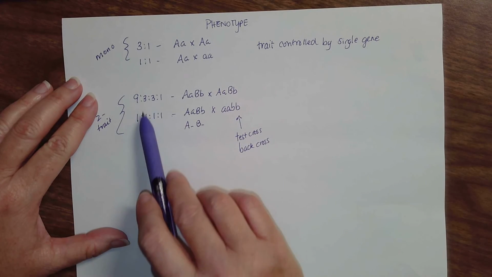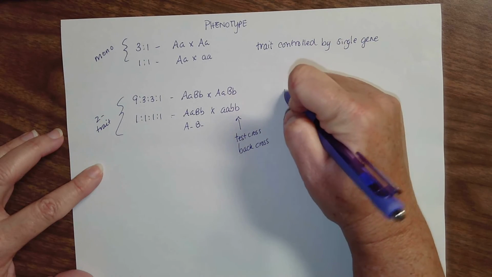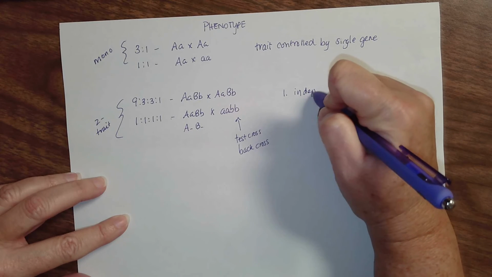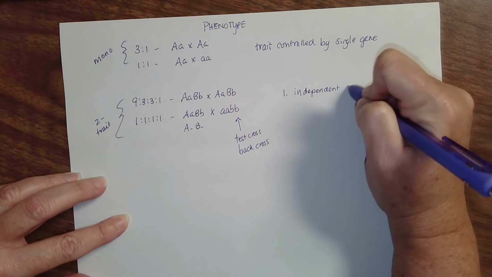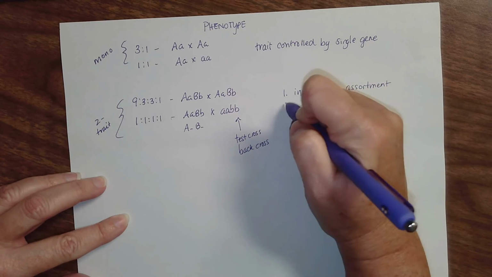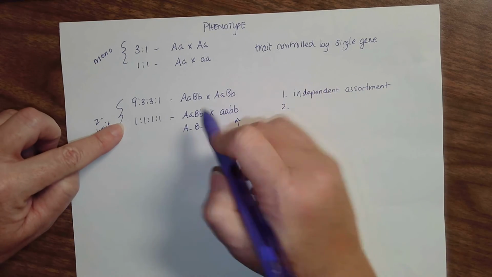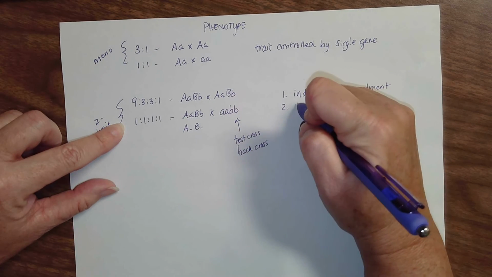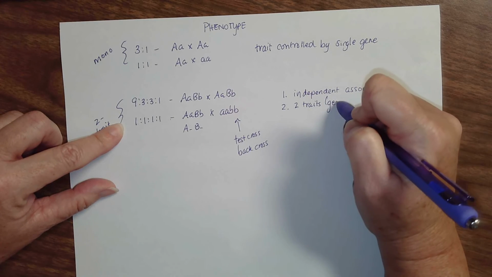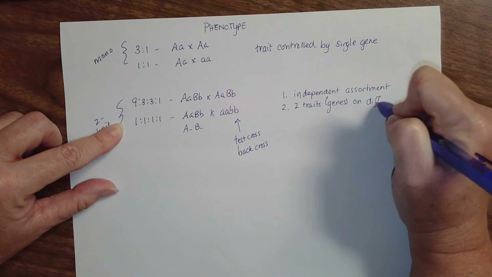So anyway, what these two ratios mean is, one, independent assortment is occurring. And the reason that independent assortment occurs is because these two traits, trait A and trait B, or the genes that they are associated with, are on different chromosomes.